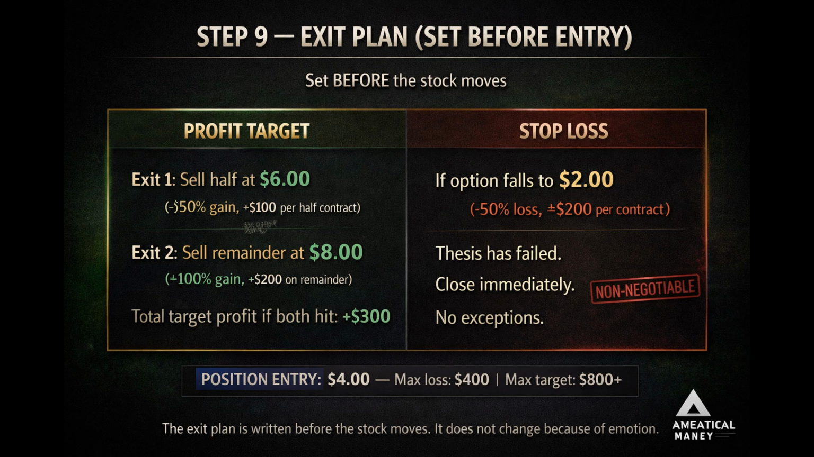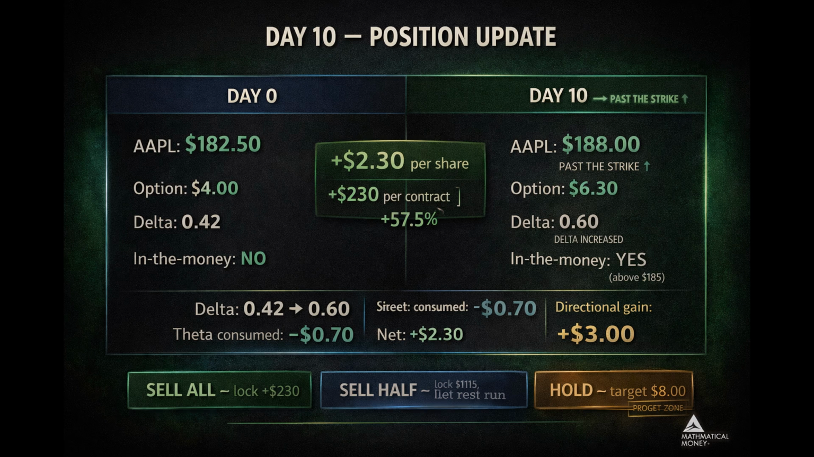Exit 2. Stop loss. If the option falls to $2, a 50% loss, you will close the position. The thesis has not played out as expected, and continuing to hold a rapidly decaying position, hoping for recovery, is how small losses become large ones. $2 maximum loss per share, $200 per contract. Written down. Fixed. Non-negotiable. 10 days into the trade. Apple has risen from $182.50 to $188, a $5.50 move.